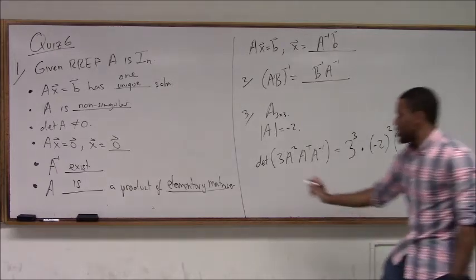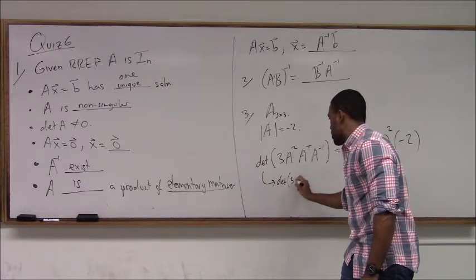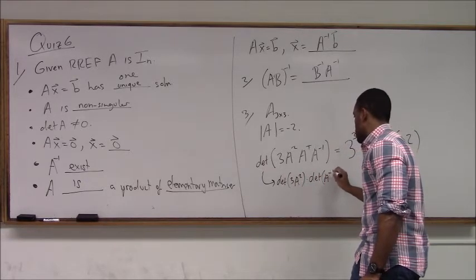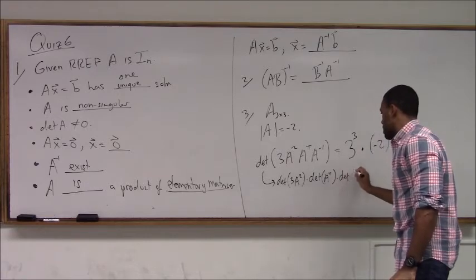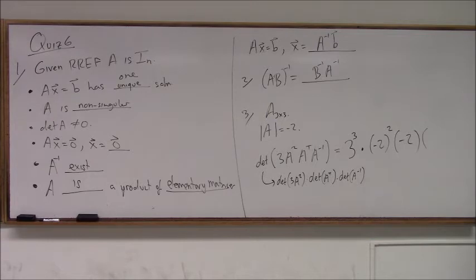Basically here we're using the rule that this is the determinant of 3A squared times the determinant of A transpose times the determinant of A inverse. What's the determinant of A inverse? It's 1 over the determinant of A, so that gives you -1/2. The negative cancels the negative, and you end up with 3 cubed times 4, which is 108.